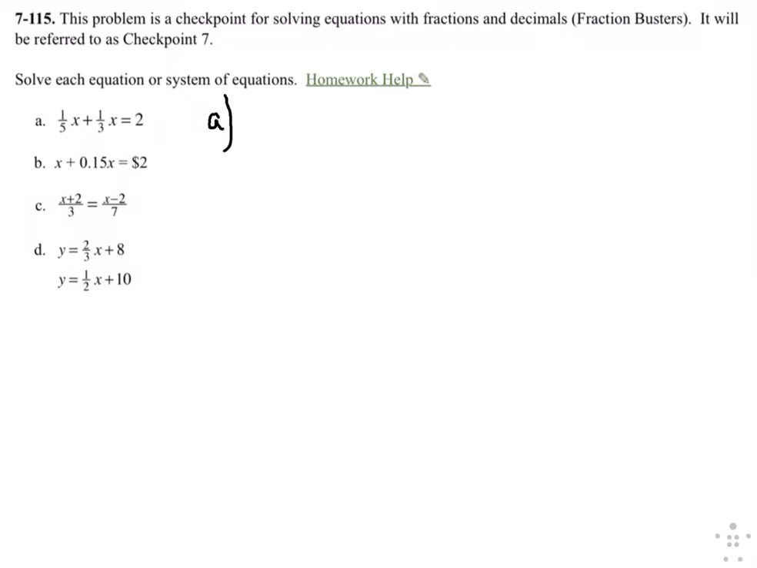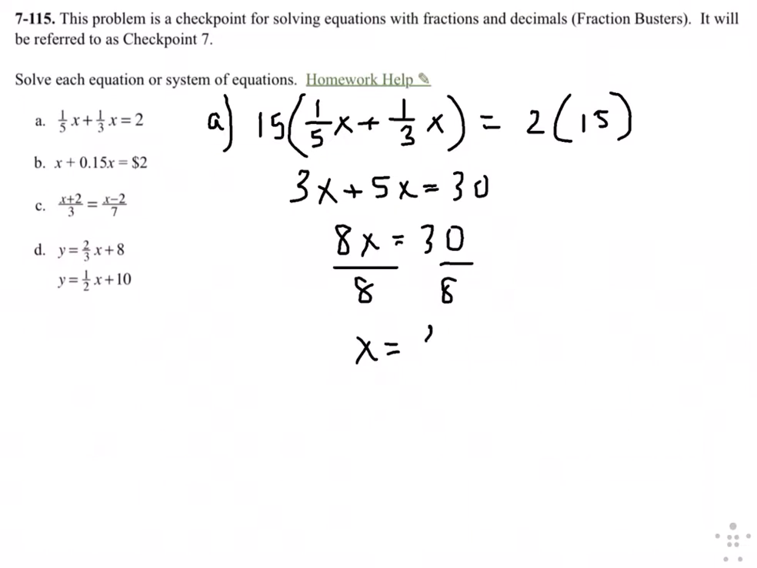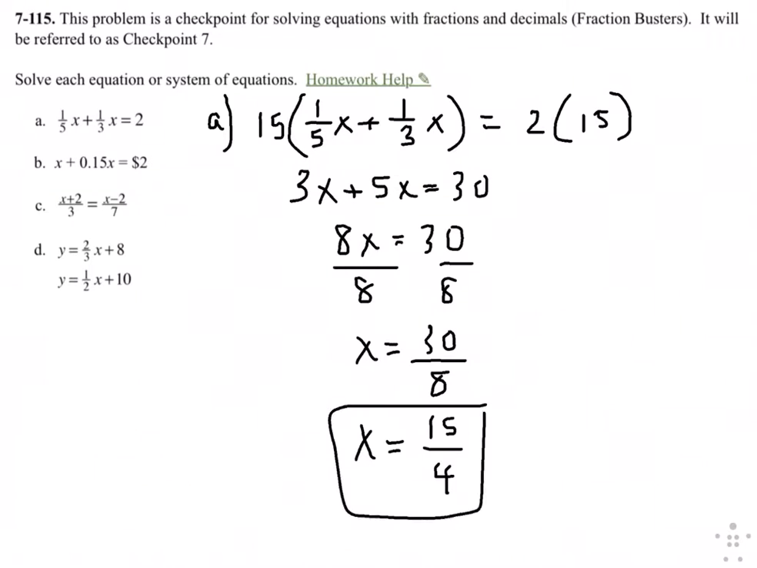So A. I'm going to actually multiply by 15 just to get rid of my fractions. Again, you do not have to do it, but I think it's always easier to get rid of your fractions by multiplying. Okay, so this becomes 3x plus 5x equals 30. 8x equals 30. Divide by 8, and we get x equals 30/8, which is 15/4. And you can leave it like that instead of changing it to a mixed number.